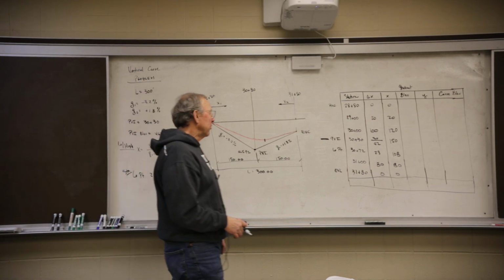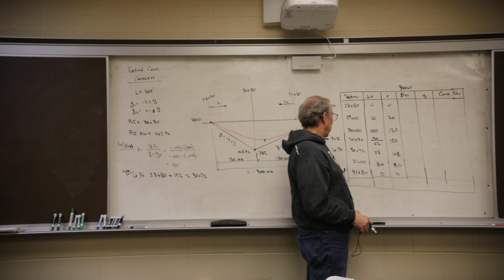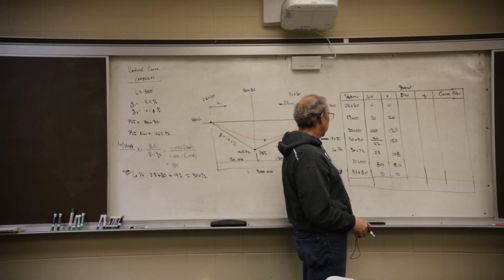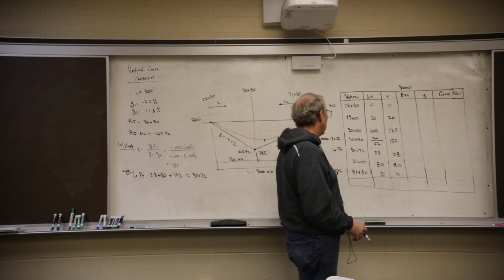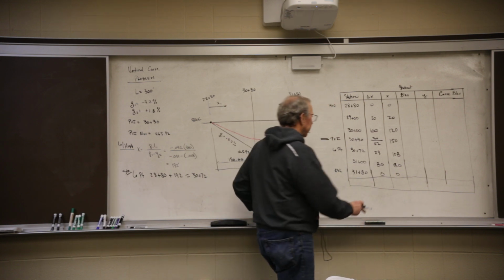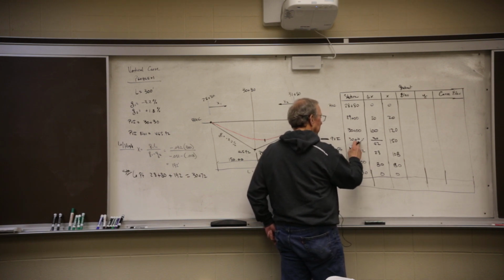I took a second to regroup. I had a number wrong here. So on your chart, please. I didn't have this 80 right. I had it as 20. Should have been 80. So from here to here is 80, from here to here is 108, and from here to here is 150.